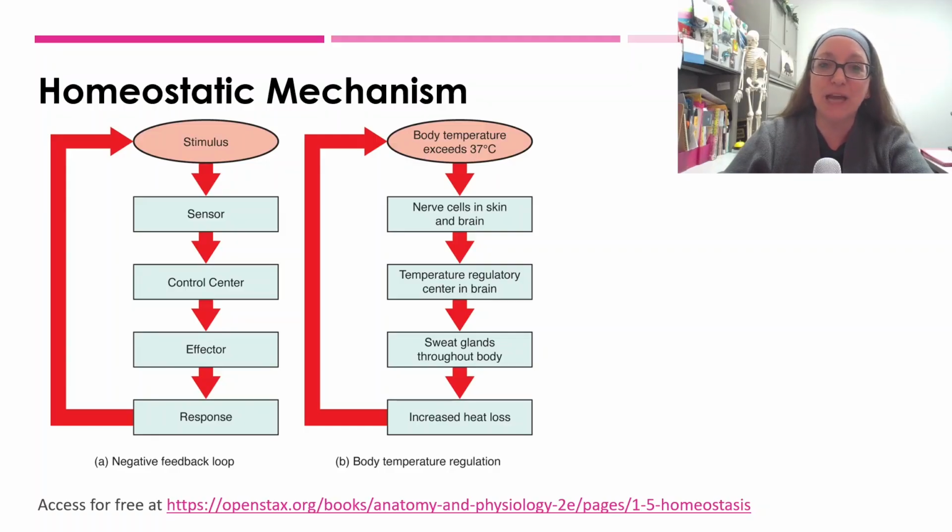This same process would happen if the body temperature was too cold. The receptors would measure that and send the information to the control center. This time, the control center would activate different effectors, for example, the muscles that cause shivering to increase the body heat.